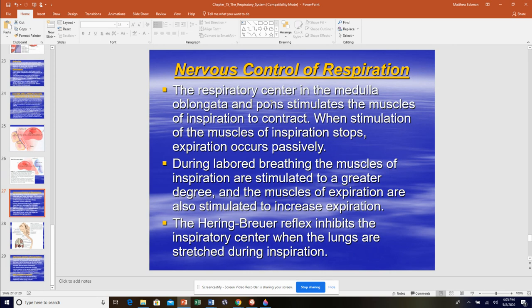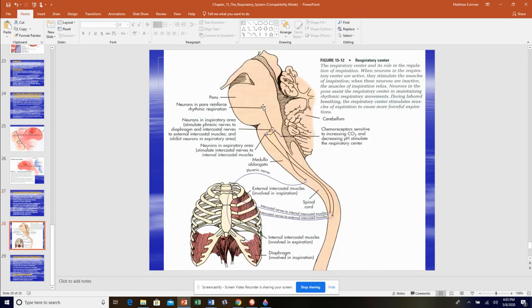Now, all of this is controlled by our nervous system, and we are constantly monitoring our body through our autonomic nervous system to determine whether or not we need to increase or decrease our respiration. The respiratory center in the brain is the medulla oblongata and the pons. If we flash ahead right here, we can see that those are down here in our lower brain. So these are very basic functions.